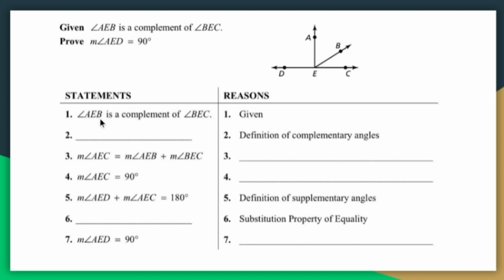Step number one, AEB is a complement of BEC. That was my given. My reason is given 90% of the time, 99% of the time. Your first step in a two-column proof is going to be your given. So let's not burn too much brain energy on that.